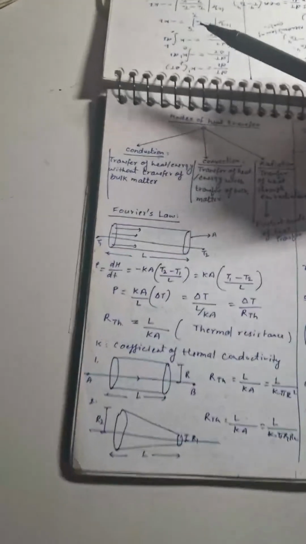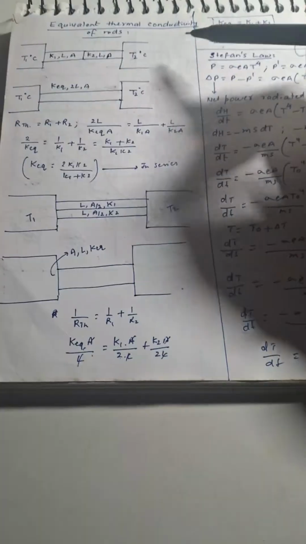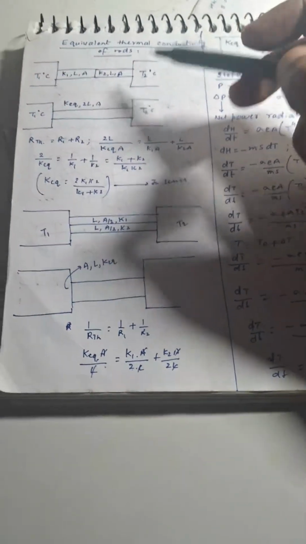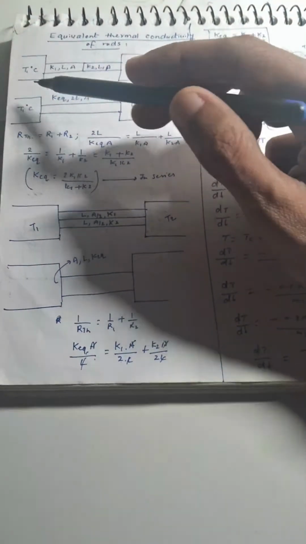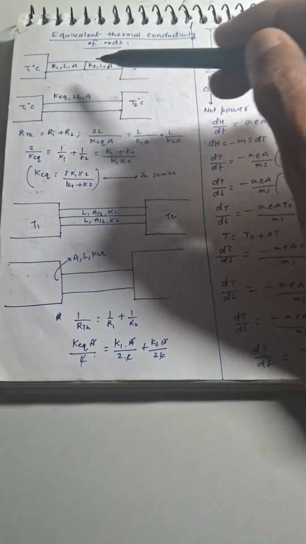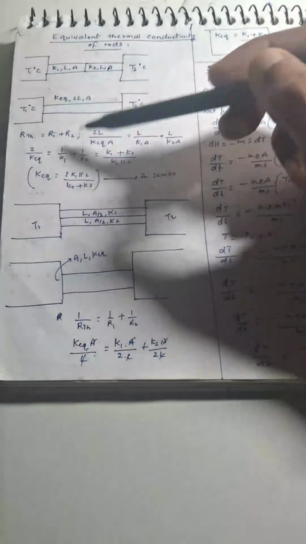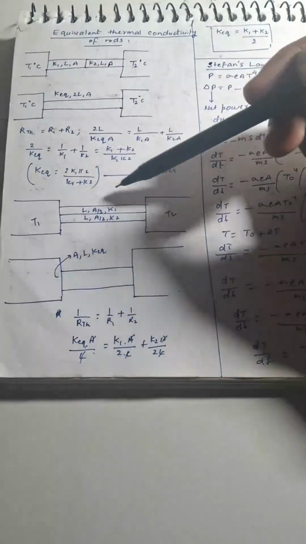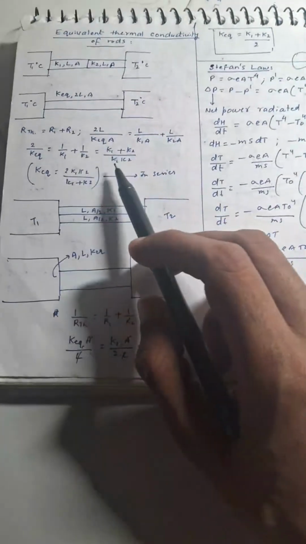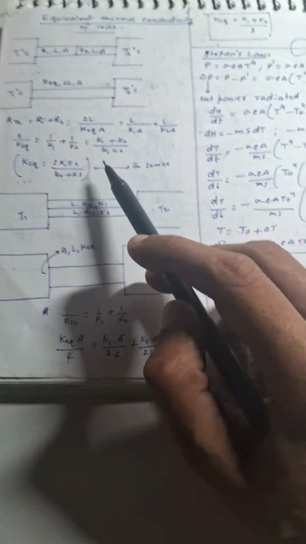Then we have the discussion on equivalent thermal conductivity of rods. There are two sources maintained at T1, T2, and there are two rods K1, L1, A and K2, L2, A. So the equivalent here is K equivalent, L into A. These two are in series, so we calculate the R equivalent as shown over here, and from here we can equate that to the K equivalent. After calculations, K equivalent comes out to be this much.